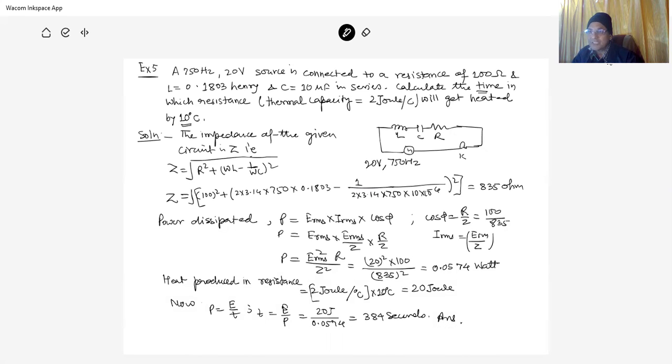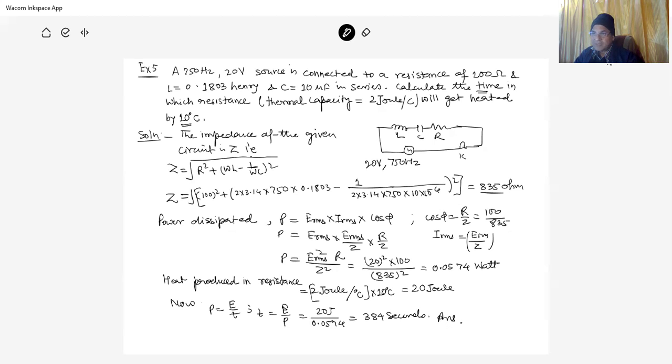So the impedance of the given circuit is simply given by Z equal to the square root of R square plus omega L minus 1 by omega C whole square. So after taking these values, we get this impedance, and this impedance is 835 ohm. Now the power is I RMS squared R, and cos phi is R by Z, that is 100 upon 835.